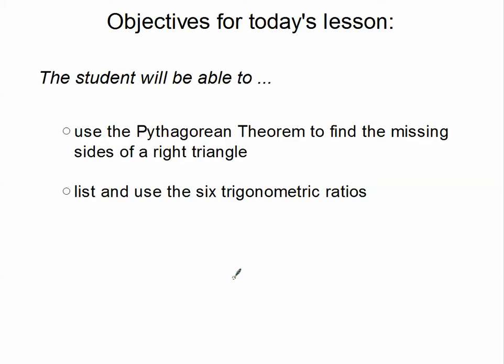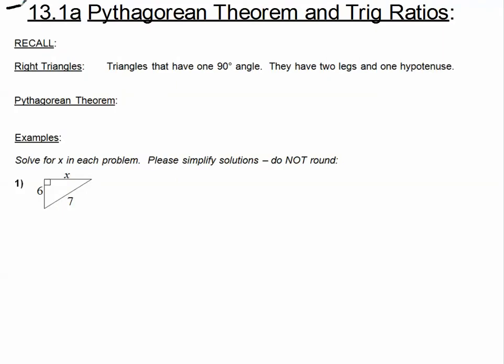In this first tutorial, we will use the Pythagorean theorem to find the missing sides of a right triangle. And we're into chapter 13, and we'll be looking at the Pythagorean theorem and trig ratios. Let's recall a few things we know about right triangles.